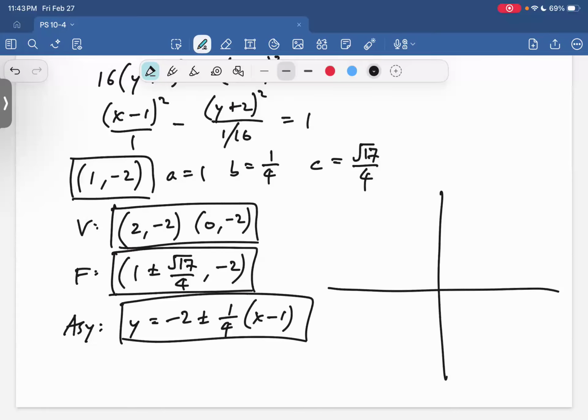I graph all that. My center's at 1, negative 2. My asymptotes are pretty shallow. My vertices are at 2, -2, and 0, -2. So that should be my graph.